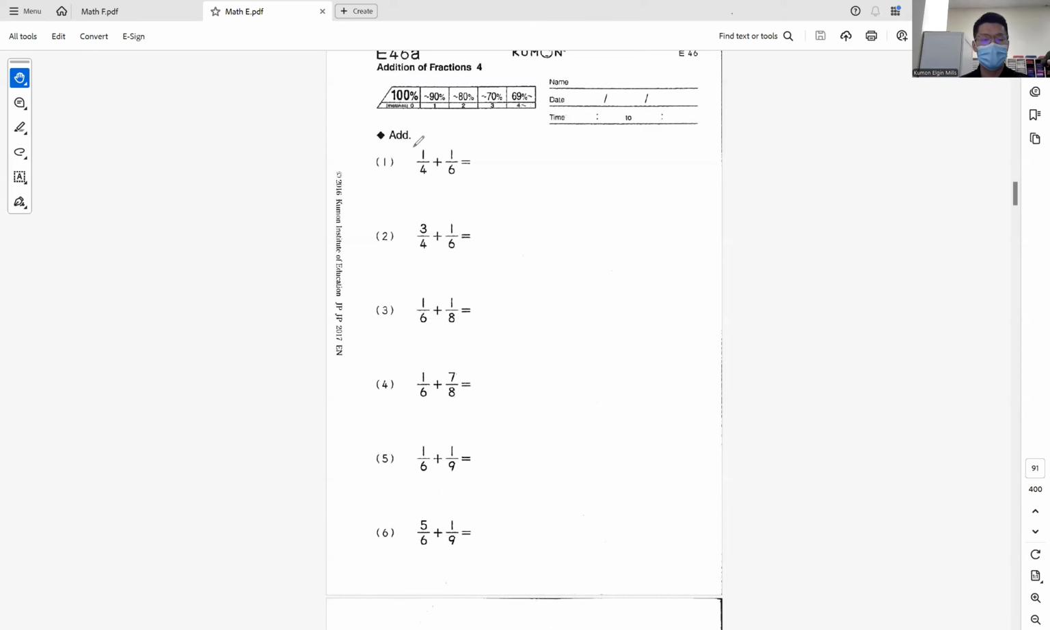It's good. So in page 46A, we're talking about two fractions when they add together, but they have different what do we call it? Denominators. Okay. So we have 4, 6, we have 6, 8, and we have 6, 9, right? So the idea was that we have to change the two fractions into two other fractions which share the same denominator. And how do I find the same denominator among 4 and 6?